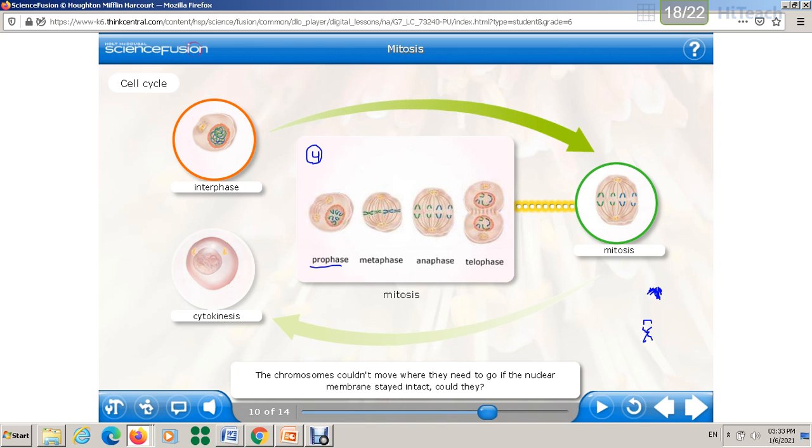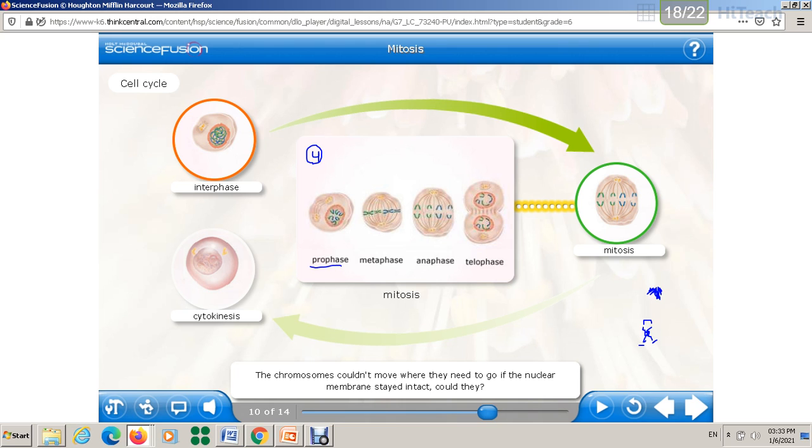Here each chromosome consists, as you see, of two chromatids, and they are held together by the centromere. The other thing that happens in prophase is that the nuclear membrane that surrounded the DNA, the genetic material, starts to break down. It will be removed.